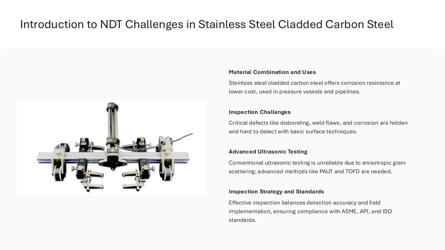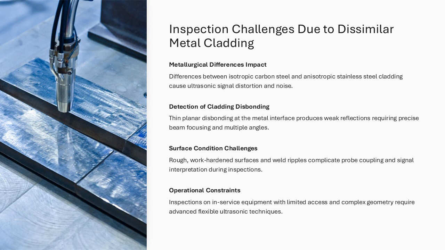Illustrative schematic showing a carbon steel base material with a stainless steel cladding layer, highlighting the critical bond interface where disbonding may occur. The primary inspection challenge in stainless steel cladded carbon steel arises from the metallurgical differences between the two materials. Carbon steel is generally isotropic and fine-grained, allowing ultrasonic waves to propagate predictably with minimal scattering. In contrast, austenitic stainless steel cladding has a coarse, columnar grain structure formed during welding or roll bonding, which causes significant beam skewing, attenuation, and noise.